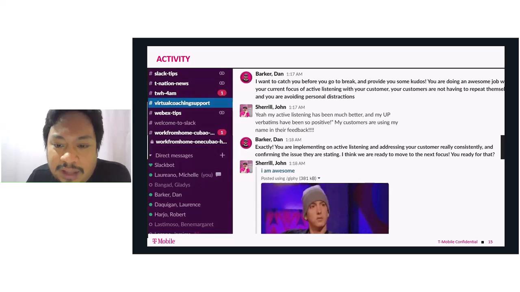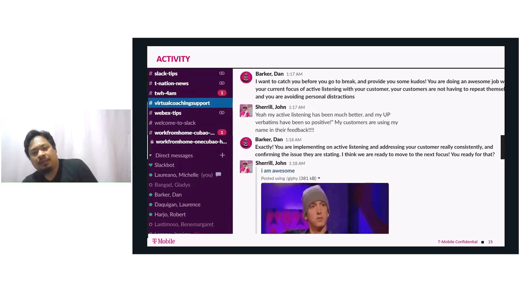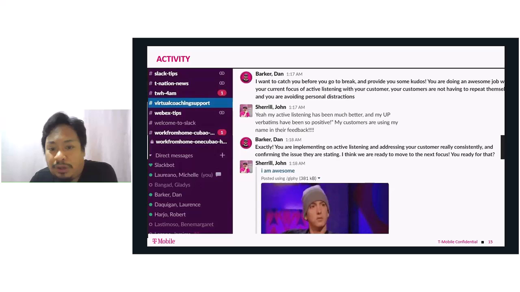Ready na daw siya. Kasi sabi dito, are you ready for that? Yung next focus nila, I'm ready. Tapos pinabasa ni Dan Barker dito yung next behavior. This is an example of the act phase in Slack. So meaning, doesn't have to be face-to-face if you're in the virtual world. At pwede mo pa tong i-copy-paste, pakita mo sa boss mo para ma-observe ka niya in the act phase.